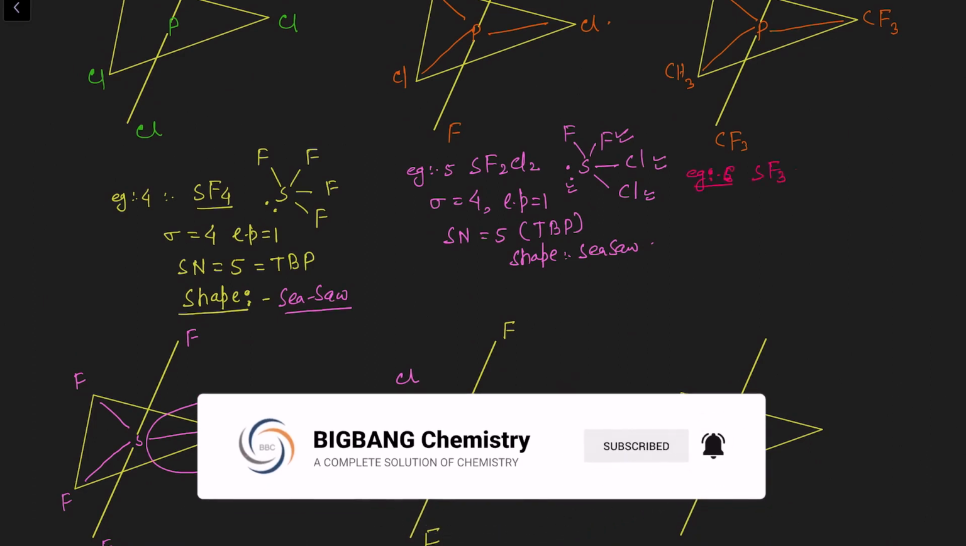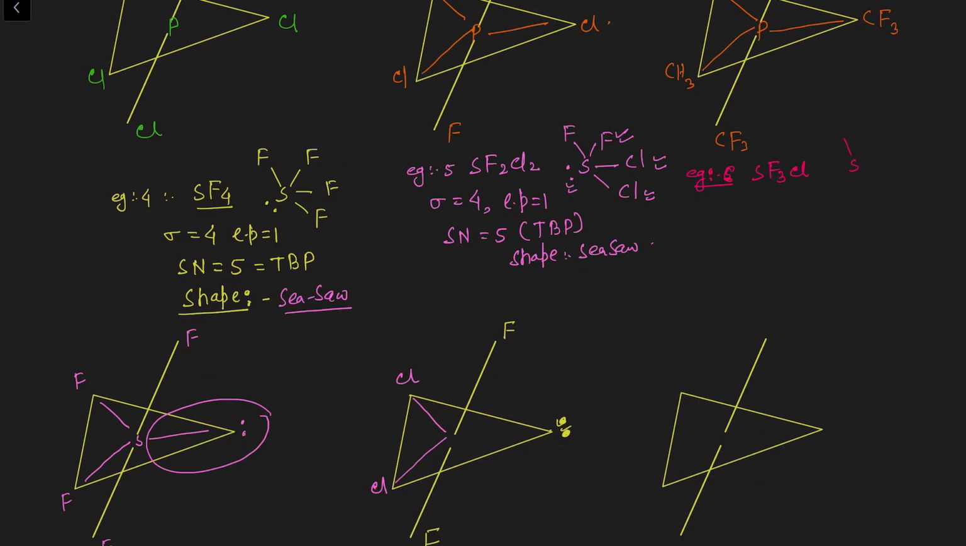Now SF3Cl. Again draw the raw Lewis dot structure: 3 bonds with fluorine, 1 bond with chlorine, and 1 lone pair of electrons. So again, the steric number of this molecule is 5. How? 4 sigma bonds: 1 sigma, 2 sigma, 3 sigma, 4 sigma, and 1 lone pair of electrons.